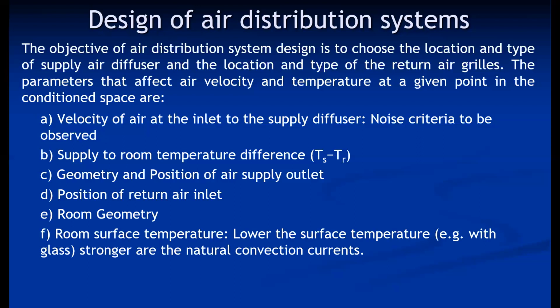Room surface temperature is also important, because the lower the surface temperature, the stronger the natural convection currents. If the room surface temperature is comparable to the room air temperature, natural circulation is not that proper. But if there is a proper difference between the surface temperature and the air temperature, then natural convection currents develop and proper mixing takes place. So a lower surface temperature is desirable in that case.